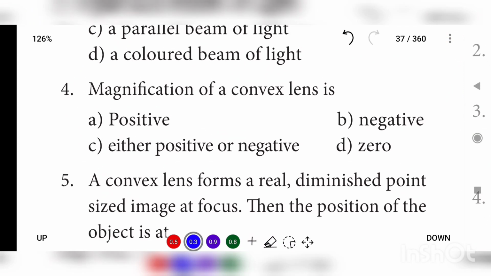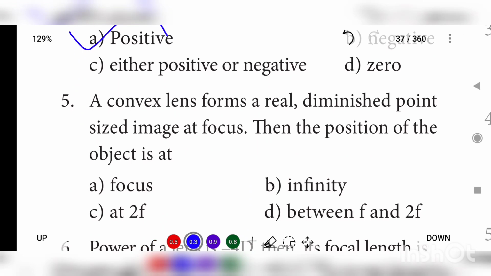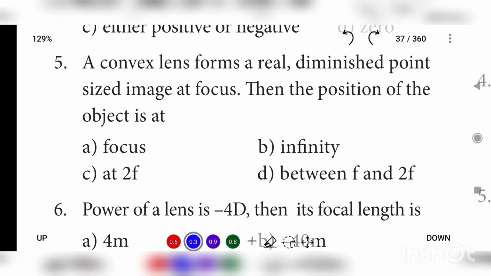Fourth one, magnification of a convex lens is. Answer, magnification of a convex lens is option A, positive. Fifth one, a convex lens forms a real, diminished point-sized image at focus. Then the position of the object is at. Answer, then the position of the object is at option B, infinity.